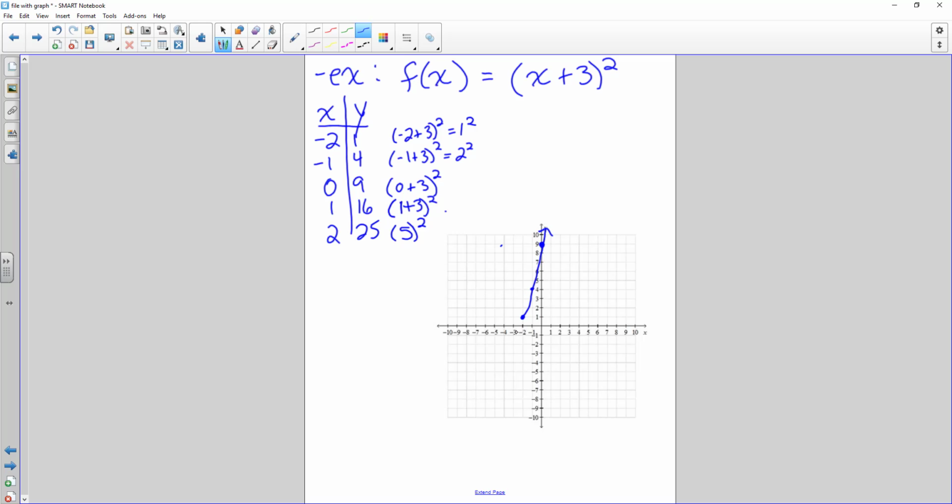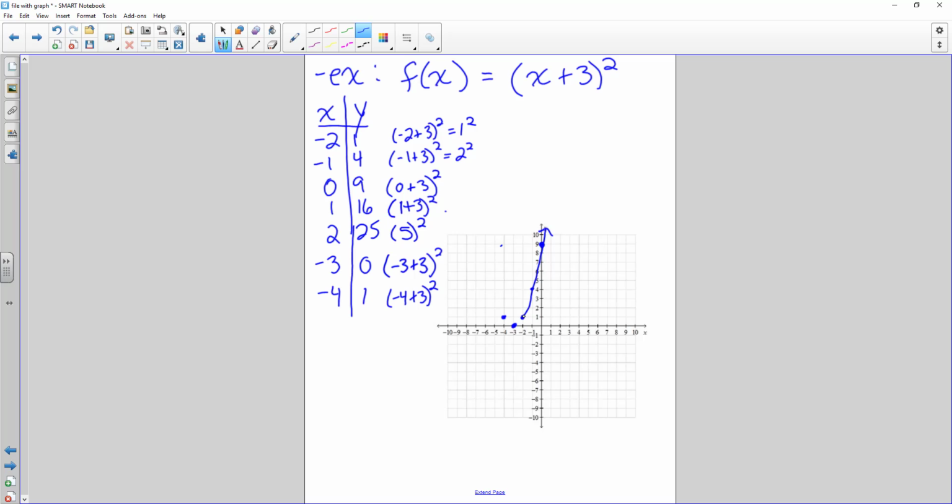So let's see what's happening over at x is negative 3. If I do negative 3 plus 3 squared, negative 3 plus 3 squared is 0. So negative 3 is 0. And then how about negative 4? Negative 4 plus 3 is negative 1. Squared is going to go back to positive 1. So it looks like I go back up.